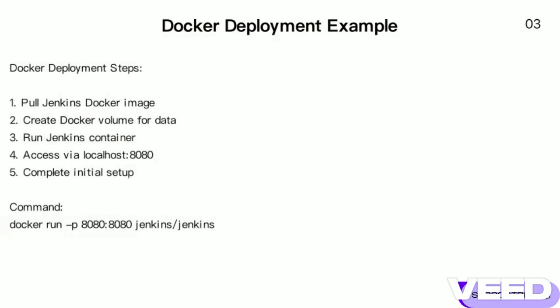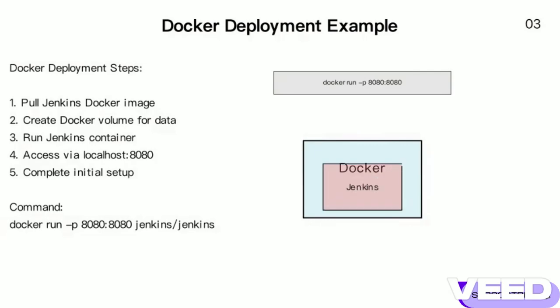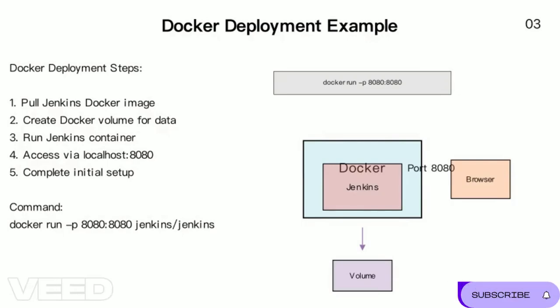Let's look at a practical Docker deployment example. First, pull the official Jenkins Docker image. Create a Docker volume to persist Jenkins data. Then, run the container with port mapping from 8080 to 8080. The command docker run -p 8080:8080 jenkins starts Jenkins, accessible via localhost:8080. After startup, access the web interface to complete the initial setup wizard.